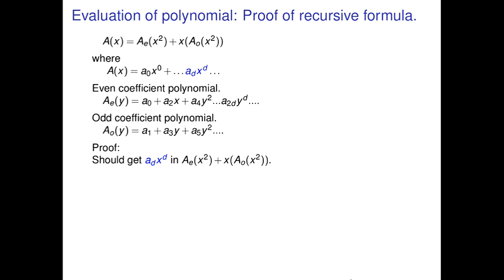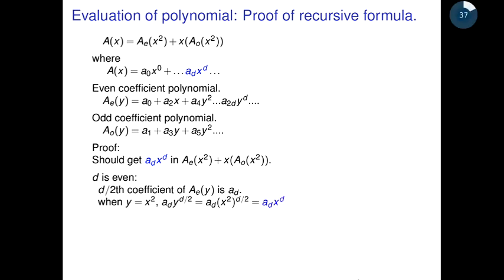A of x is equal to A_e of x squared plus x times A_odd of x squared. Okay, so we just break it into two cases. So d over 2 is even. So d is even. So the d over 2th coefficient of A_e of y is a sub d. So that's right. The second coefficient here has x to the 1, or y to the 1 it should be. But a fourth has y squared. A 2d has y to the d.